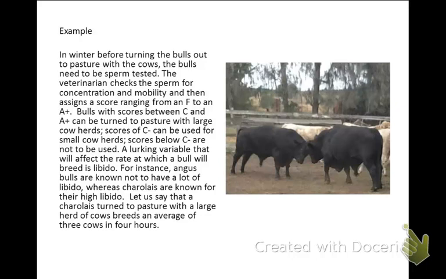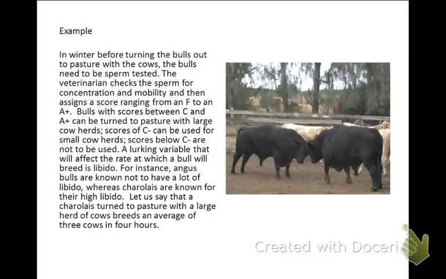Scores below C- are not to be used. A lurking variable that will affect the rate at which a bull will breed is libido. For instance, Angus bulls are known not to have a lot of libido, whereas Charolais are known for their high libido. Let us say that a Charolais turned to pasture with a large herd of cows breeds an average of 3 cows in 4 hours.